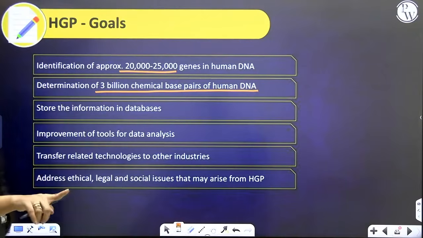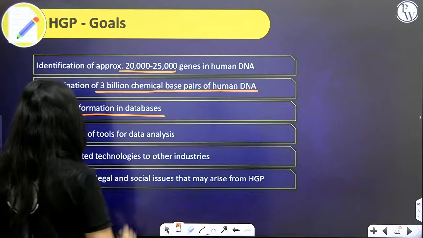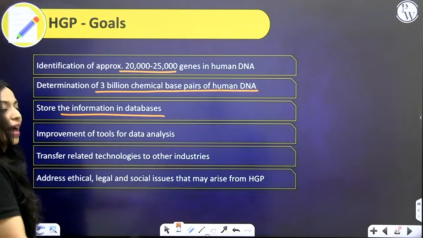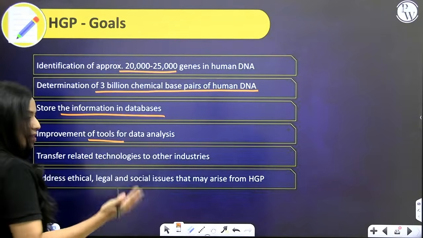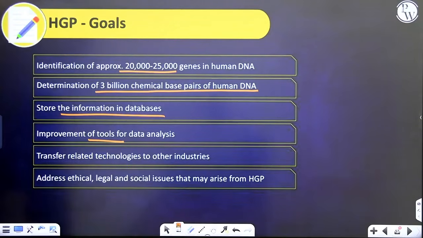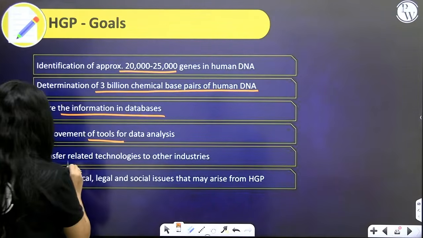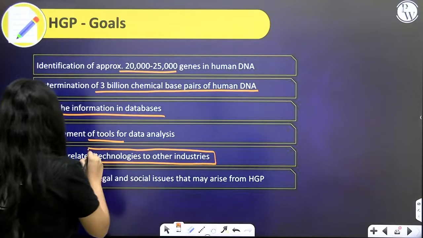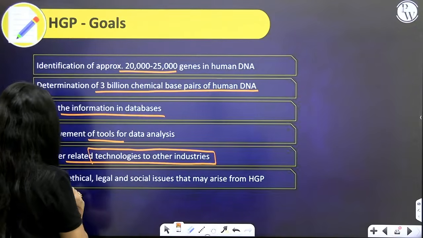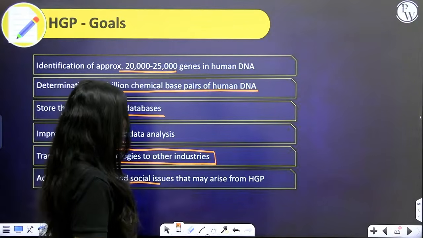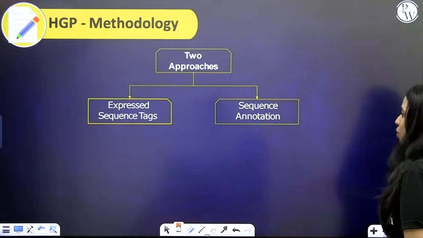What exactly is the sequence of base pairs? Whatever information you get, that has to be stored in databases. If you have to analyze the information that you have, you should have certain tools to analyze that. So the idea was to improve these tools that are available for data analysis. If possible, related technologies had to be transferred to other industries, and if at all any ethical, legal or social issues arise, then to address those issues were the goals of HGP.